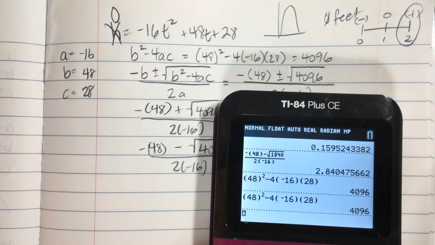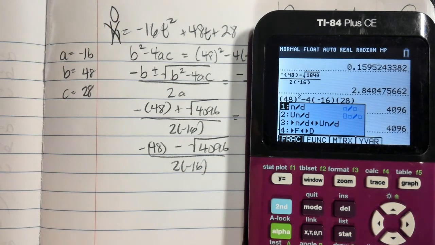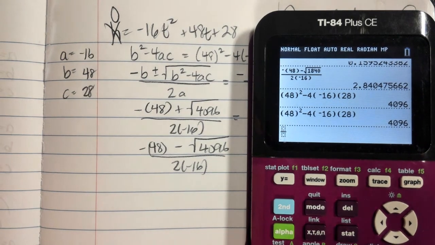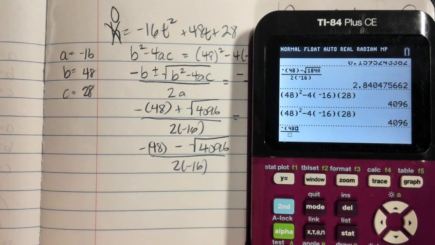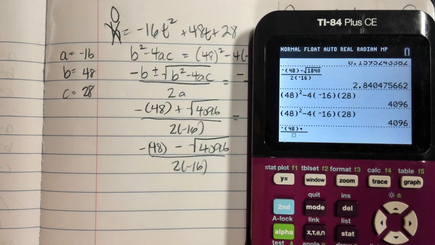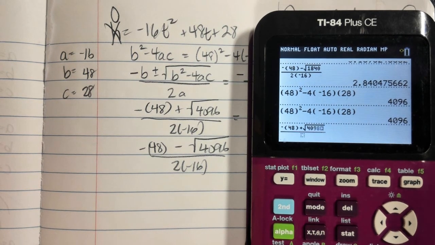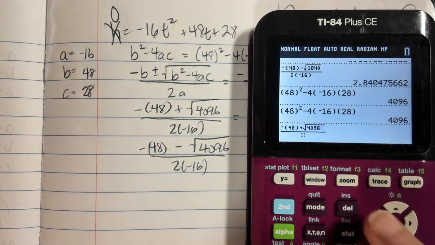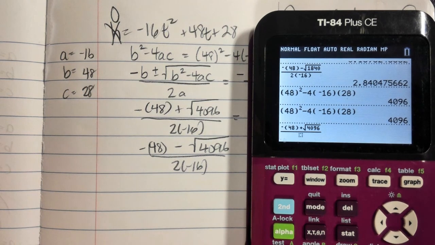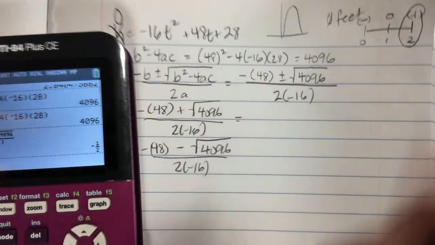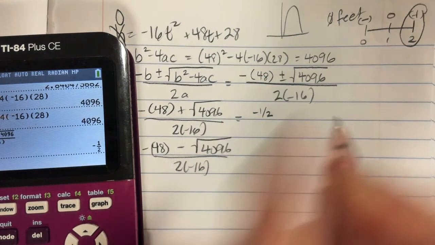Okay? So now when I put those in my calculator, remember, alpha y equals is what's going to allow me to put a fraction in. So I'm going to do negative parentheses 48 plus square root of 4,096, all over 2 times negative 16. So my first solution is negative 1/2.